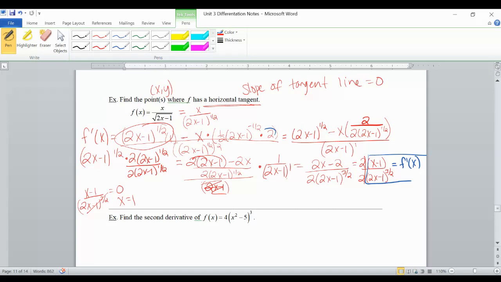And so in order to find the y value, which is your point, you've got to go back to your original function. So 1 is your x value. To find y, you have to just go back to the original function and plug in 1. So that says x, or 1, over the square root of 2 times 1 minus 1. I'm getting that from right up here. That equals 1 over the square root of 2 minus 1, square root of 1, or 1. So I have a horizontal tangent at the point (1, 1).